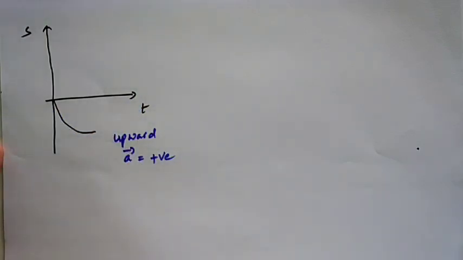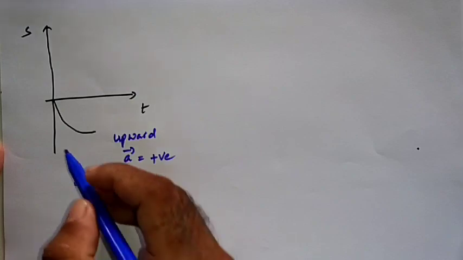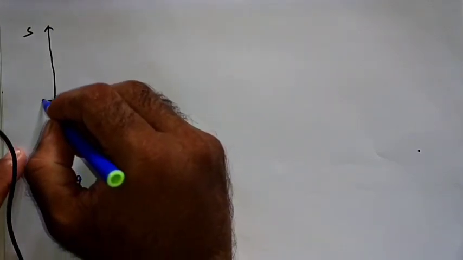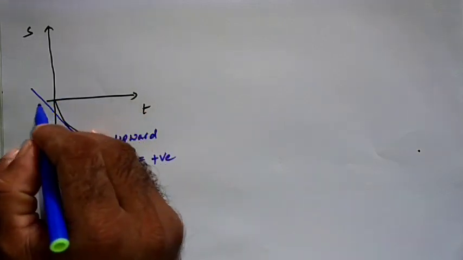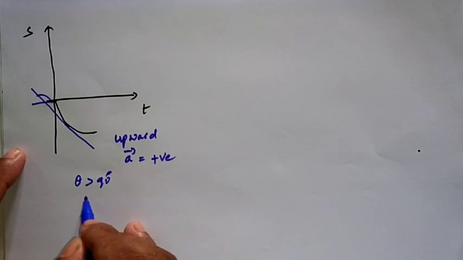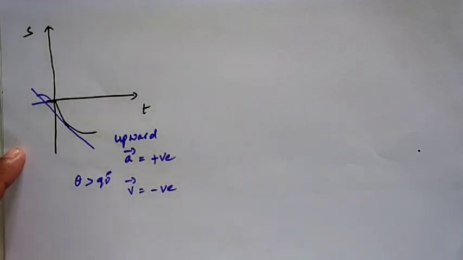Now what about velocity? Is velocity positive or negative? How do you get velocity? Depending on theta. You draw a tangent at this point. This is the theta. Theta is greater than 90 degrees, which means velocity is negative. See how simply we are drawing.